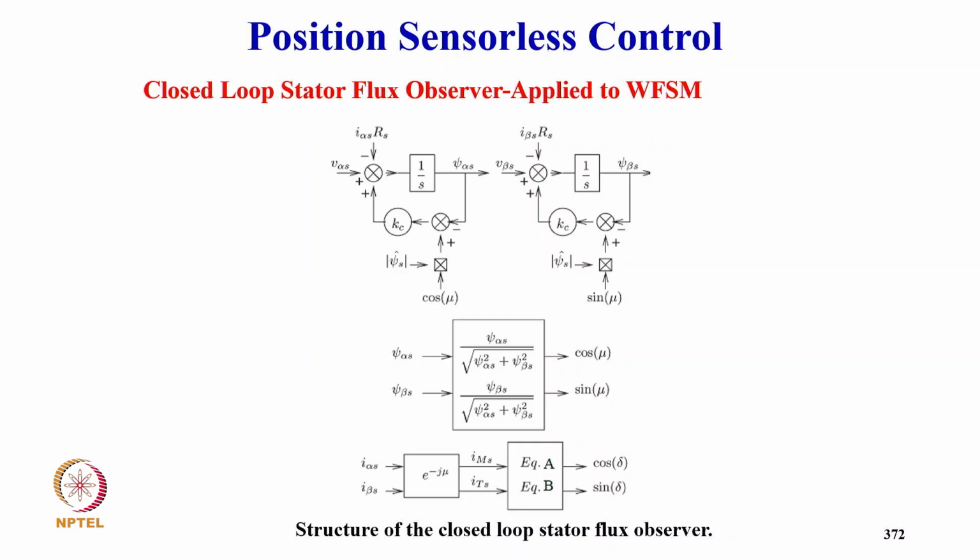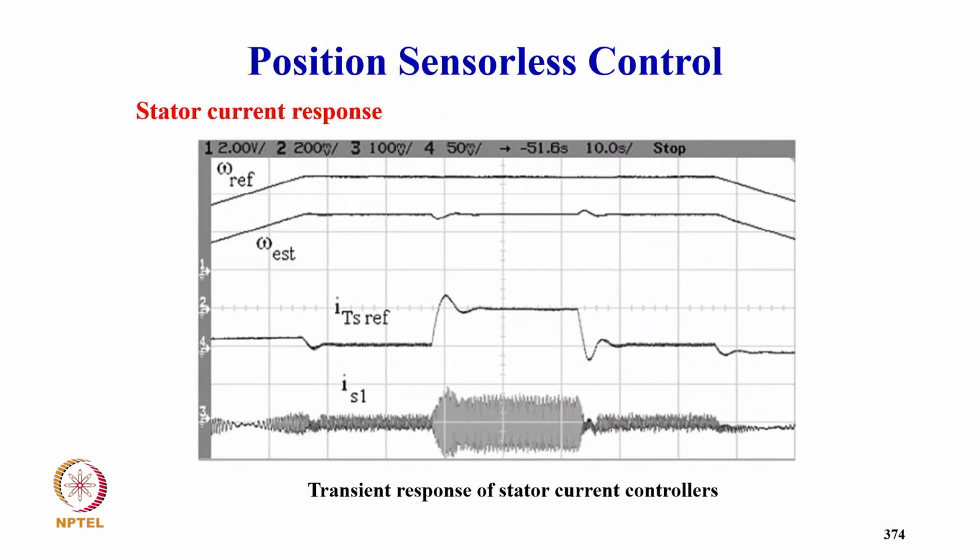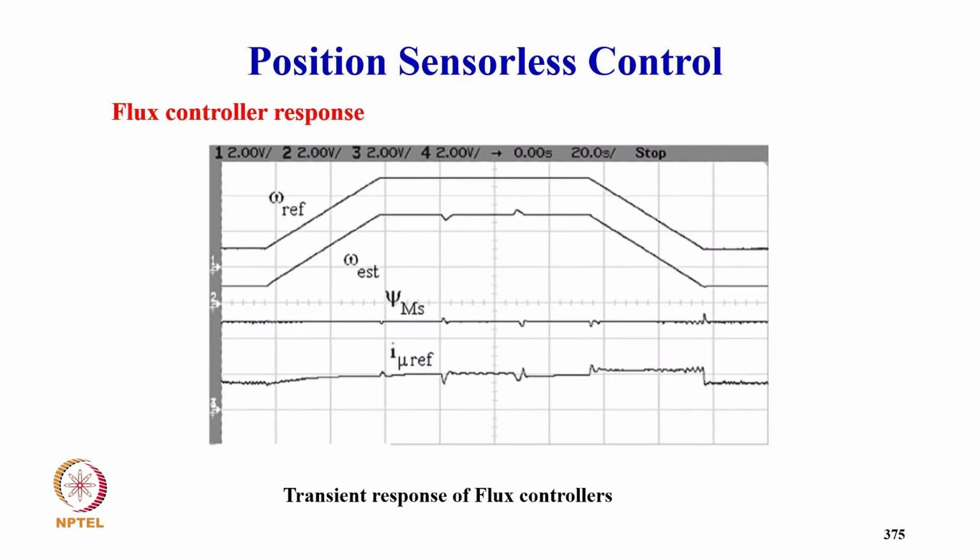And this is the closed loop observer applied to the wound rotor machine: how you get the flux from the voltage, and similarly for the alpha beta axis, and then you get the angle, and from these currents you are able to get ITS, IMS and all the equations. And these are the transient responses of the field controller: reference speed, estimated speed, IFD reference, IFD. These are typically the results with the stator current IS, then ITS, and then your estimated speed and your reference speed. This is for the transient response of the flux controller.